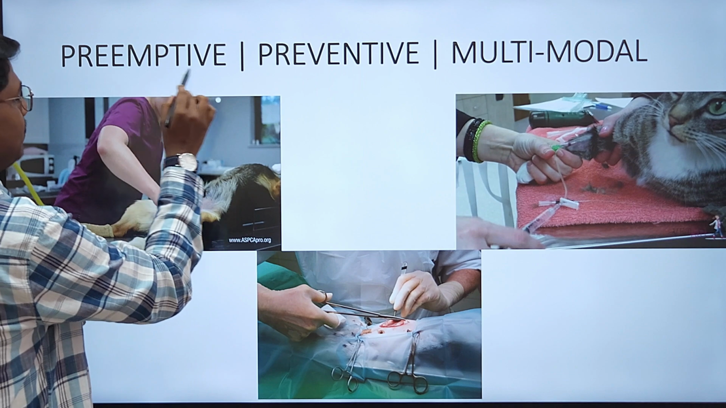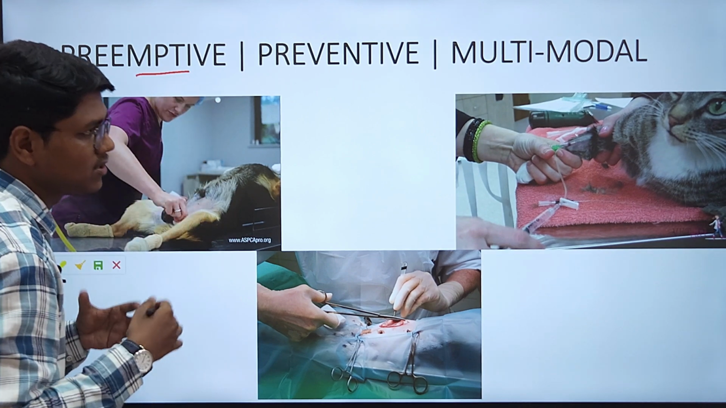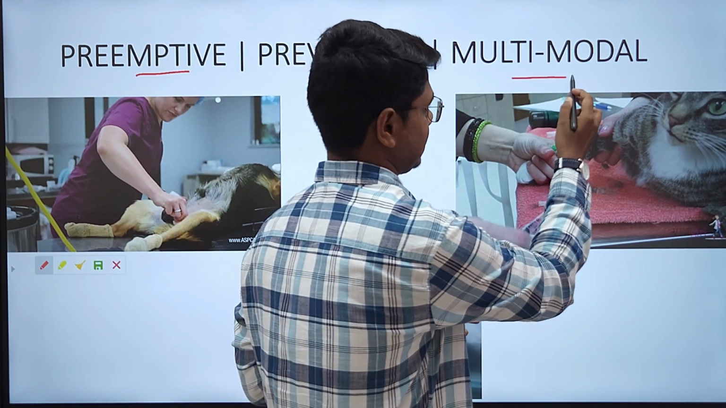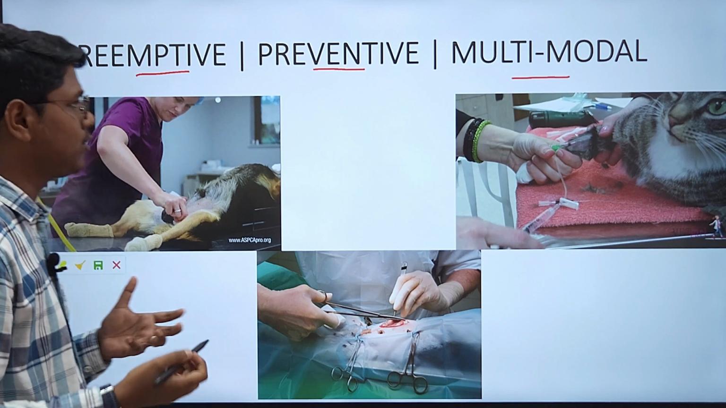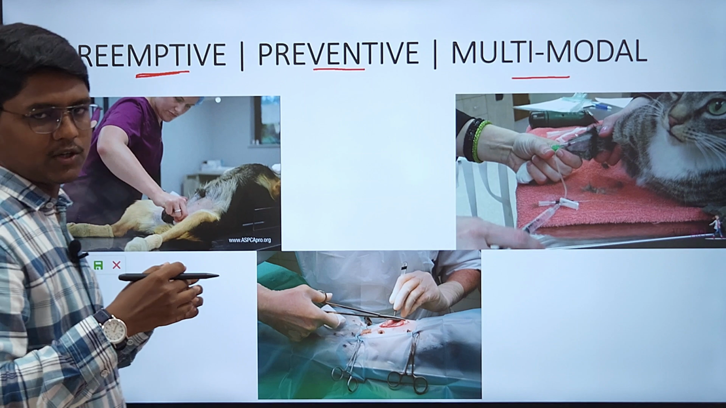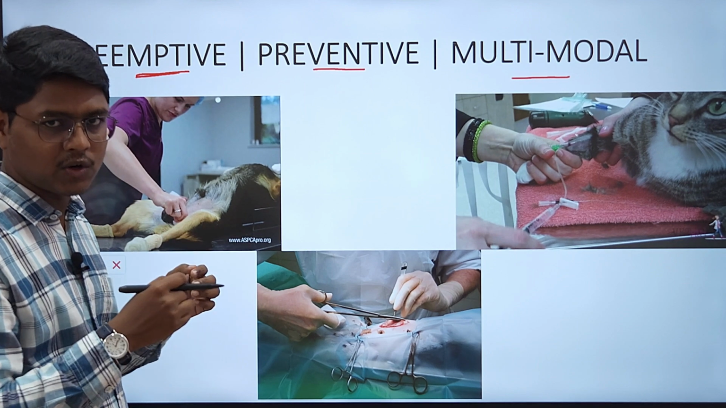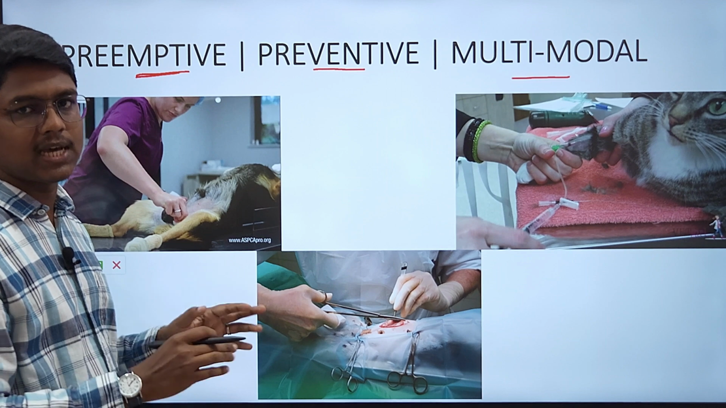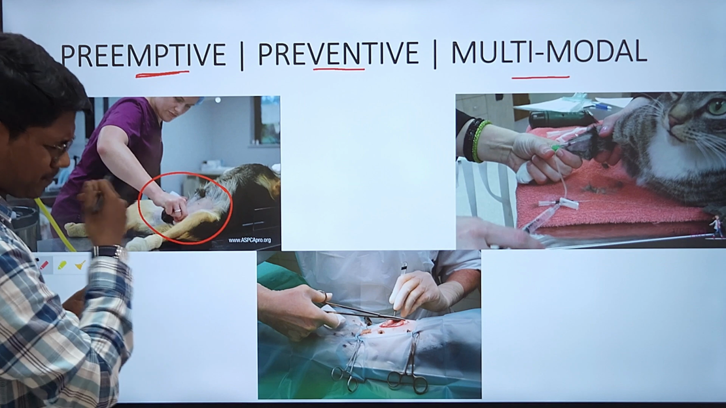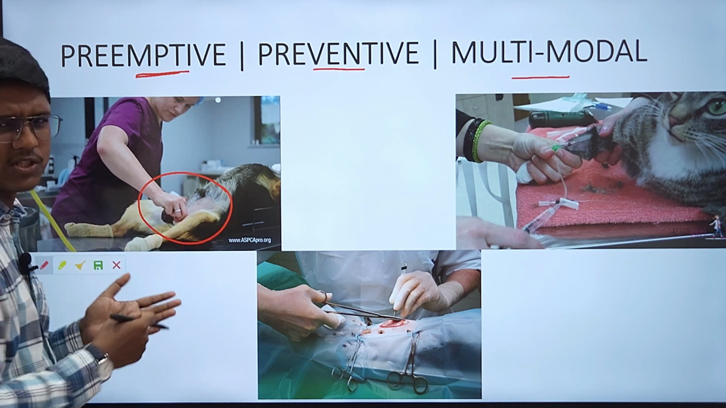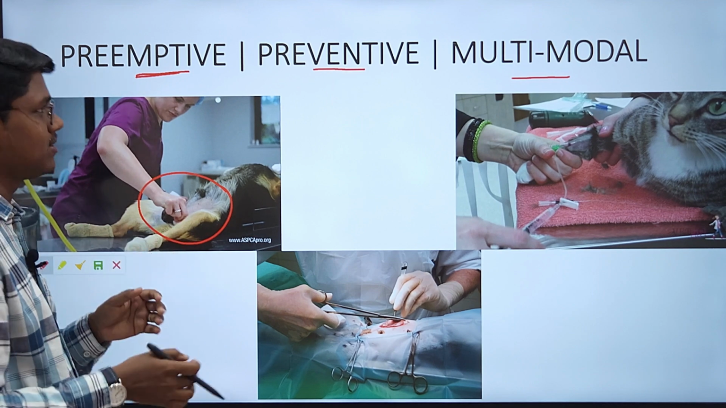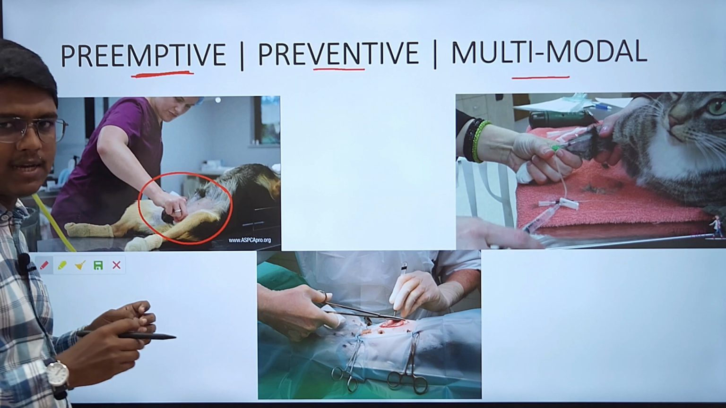Next, there are some concepts in analgesia: preemptive analgesia, which I just discussed, preventive analgesia, and multimodal analgesia. What are these? Preemptive here means you have to administer analgesic drugs before even the surgical insult. Here you can see before castration or spaying, but in orthopedics, before doing an orthopedic surgery, you have to give the analgesic drugs.